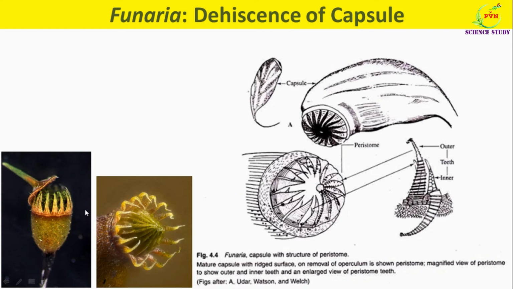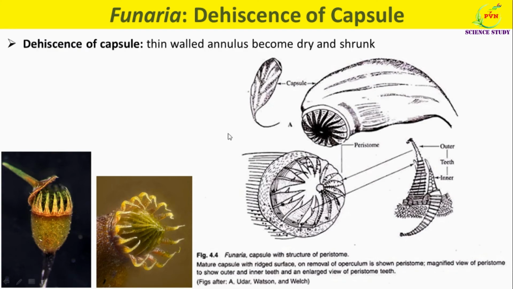So these are the actual photographs showing the capsule as well as the operculum region and the outer as well as the inner peristomial teeth. While this is the diagram which shows removal of the operculum region and presence of the outer as well as the inner teeth of peristome. When the capsule matures, the atmosphere is dry. The thin-walled cells of the annulus become dry and shrink. This causes strain which results in breaking down of the annulus cells and separation of the operculum from the capsule.